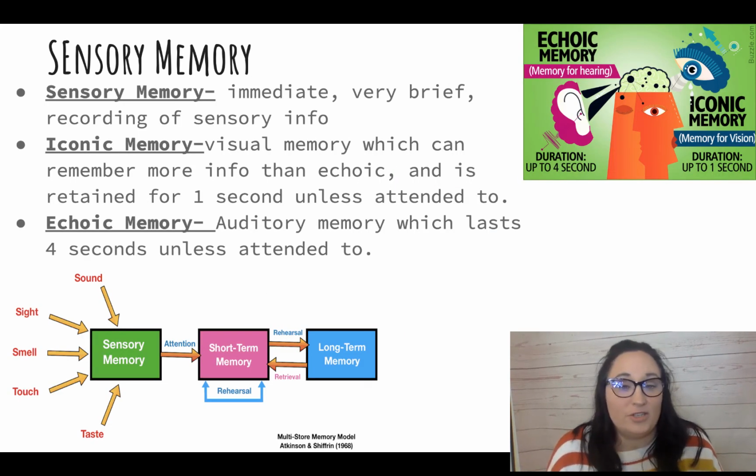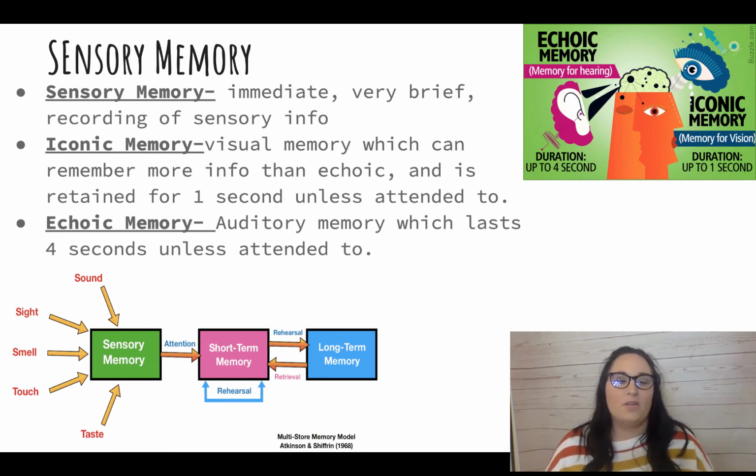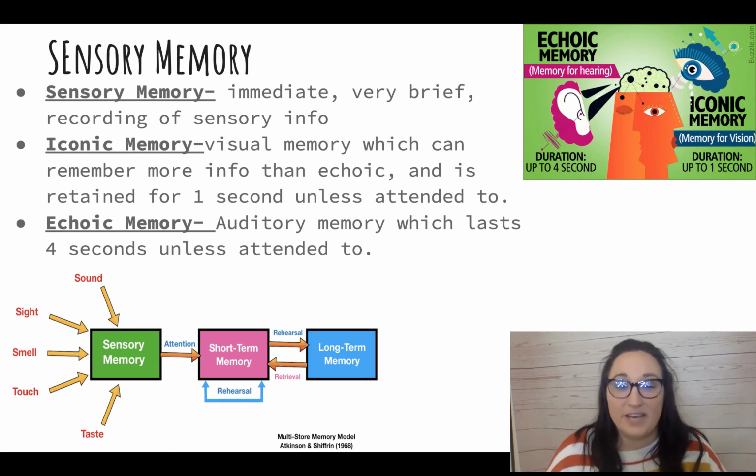In order to have memories, well, first we have to sense information. We have to hear it, see it, experience it in whatever sense we are experiencing it in. So sensory memory is immediate, it's very brief, and it most of the time just goes away, right?